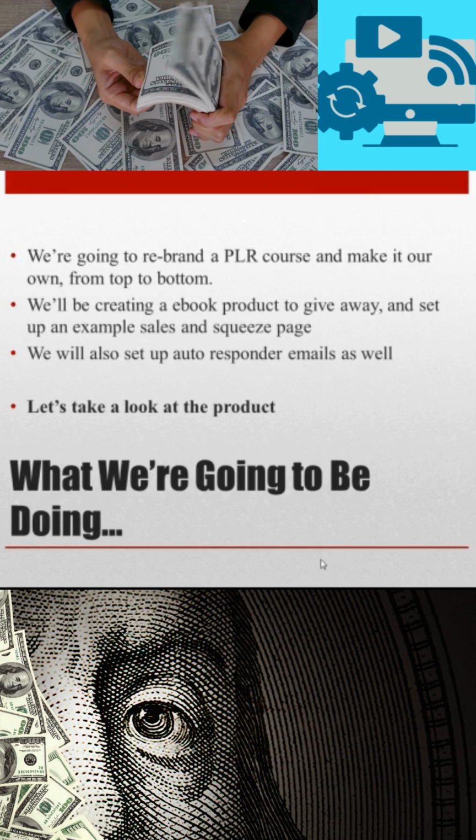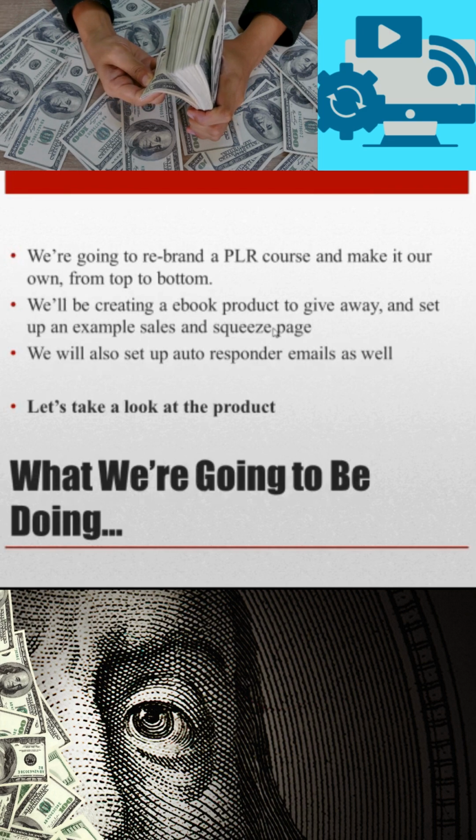What we're going to be doing is creating an ebook product to give away, and we're going to be setting up an example sales page and squeeze page. Once we do set up that squeeze page and sales page, we're going to be driving some traffic to it and making money. We'll also be setting up some autoresponder emails as well. So when people opt in to that squeeze page, they get those pre-written emails in their inbox right away. So let's take a look at the product that we're going to be working with.